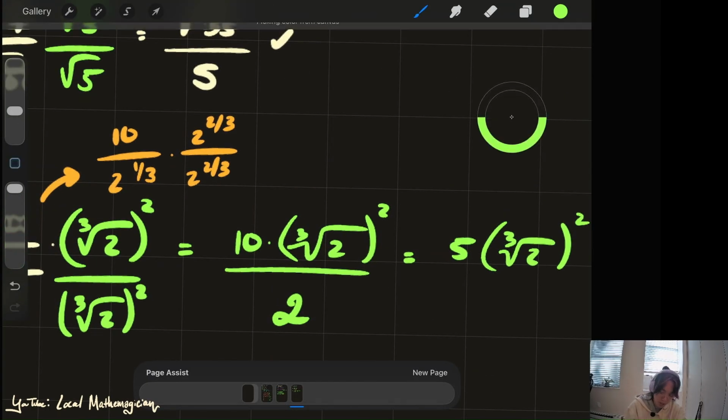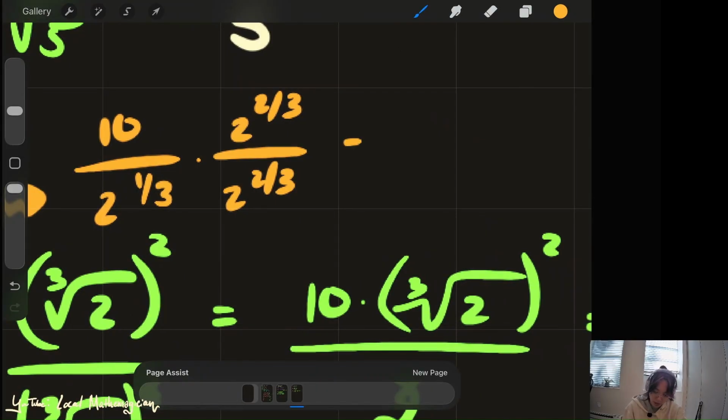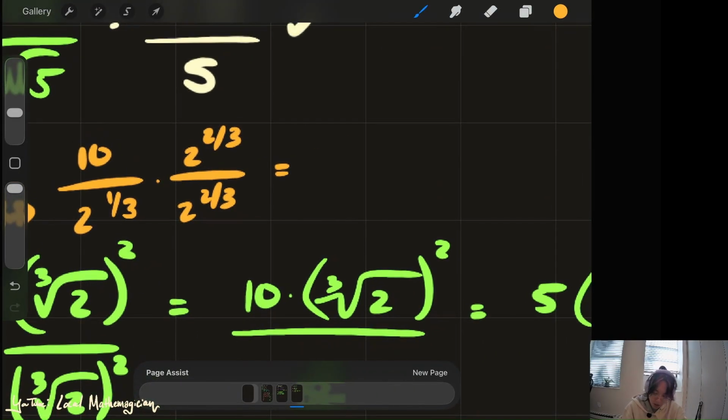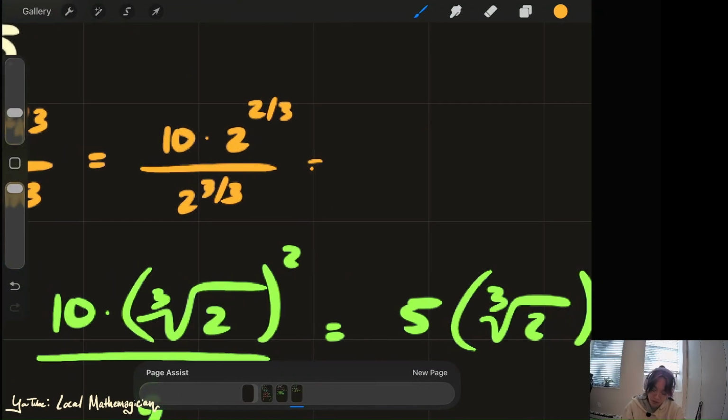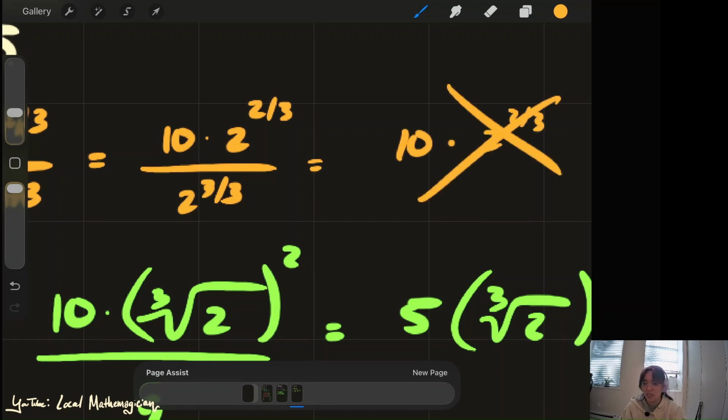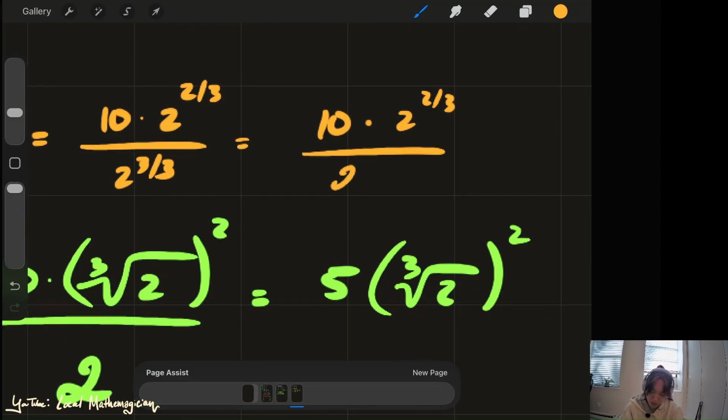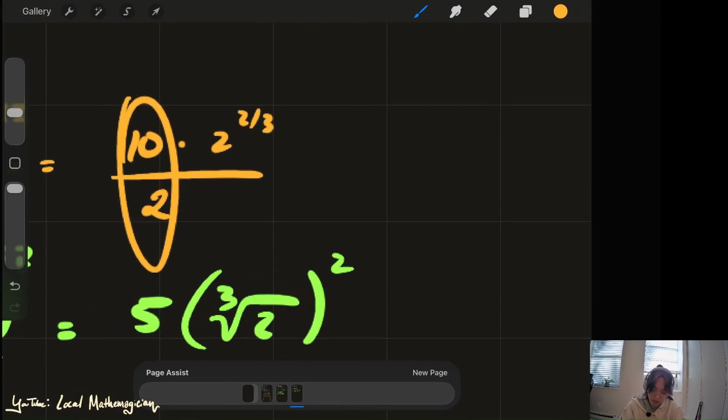If you do it the orange method, then you end up with the same thing. You end up with 10 times 2 to the 2/3 all over 2 to the 3/3. 2 to the 3/3 is 2 to the first. 2 to the first is 2. 10 times 2 to the 2/3. Please don't try to cancel this stuff out with the bottom. We just added it back. We just put it back in. Don't get rid of it. All over 2. Oh, looky here. And that gives you 5 times 2 to the 2/3. Both are fine. Okay?